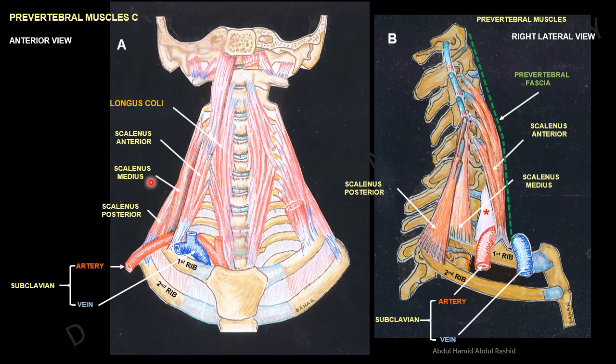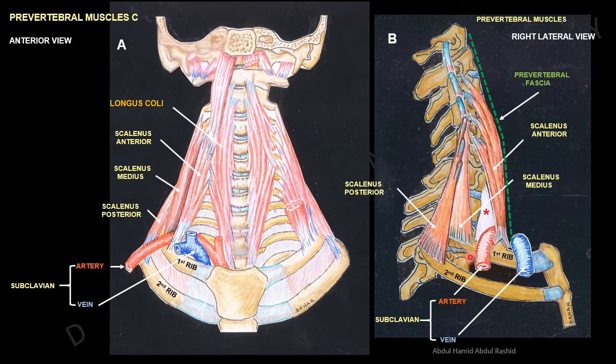In the previous slides of the superior view of the first ribs, I also mentioned clearly that anterior to the scalenus anterior muscle, there is a groove over the first rib crossed by the subclavian vein. Behind, there is another groove crossed by the subclavian artery.